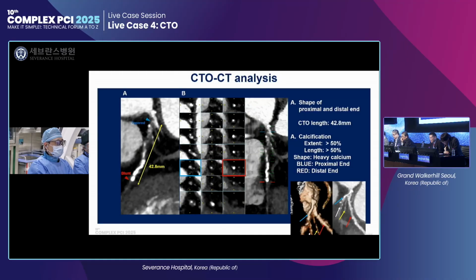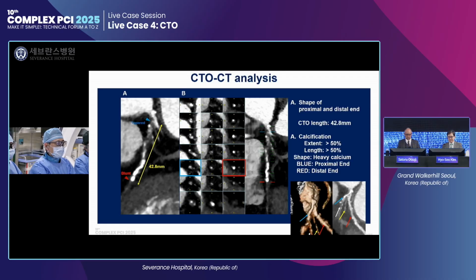So we took the CT angiography. The occluded segment is around 40 millimeters, and from the LAD ostium, in the left lower figures, you can see very heavily calcified lesions at the LAD ostium, and on the distal part of the CTO segment you can also see very heavily calcified lesions.